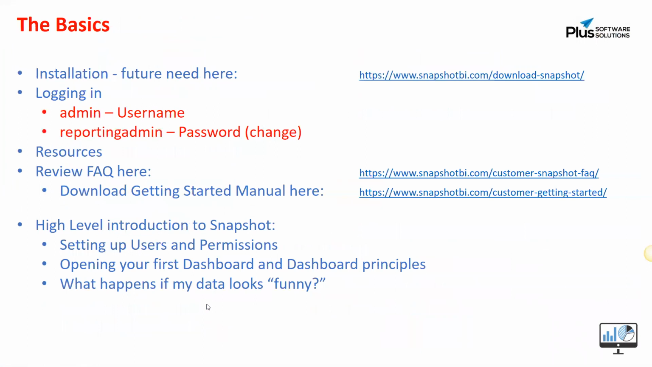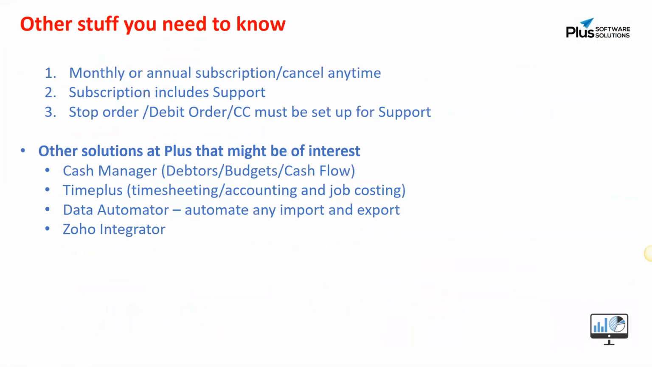So, gentlemen, I've covered the basics. I've covered the intermediate and advanced. And then other stuff you need to know. It's a monthly or annual subscription. There's a single user, there's a 5 user, there's a 6 to 20 user, there's a 21 to unlimited. You can upgrade, downgrade, and you can cancel anytime. Victor, I'm not sure what your subscription started at. I think you were at a 6 to 20. I can't remember. So 5 users at the moment. Okay, cool. And of course, your subscription includes support.